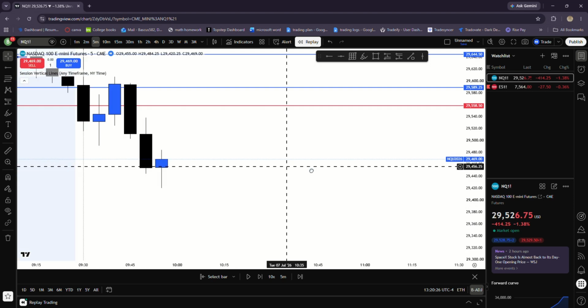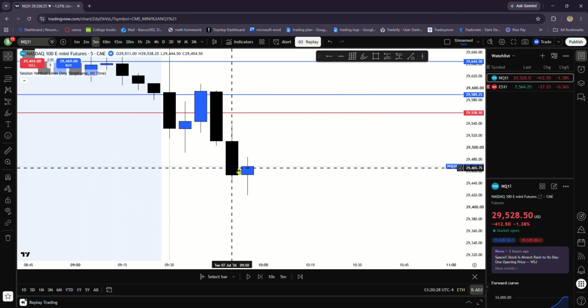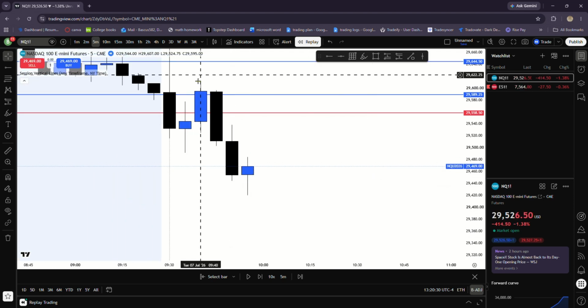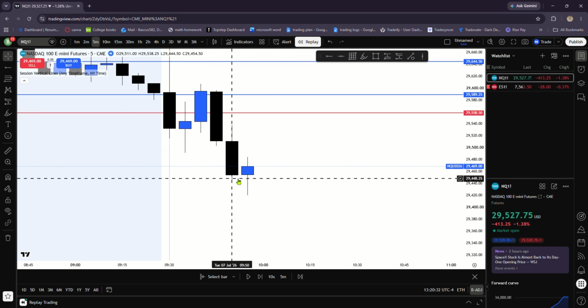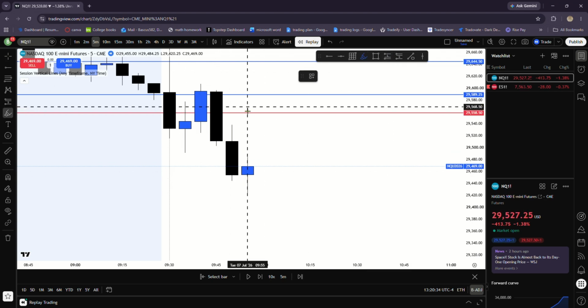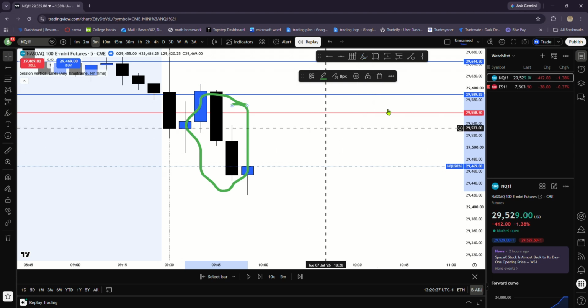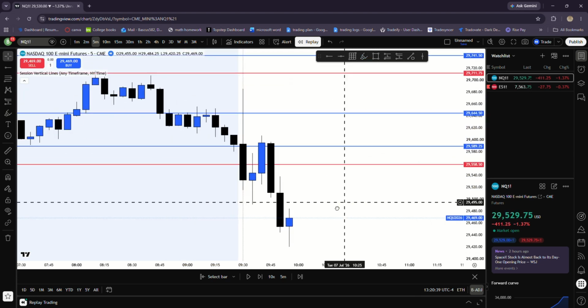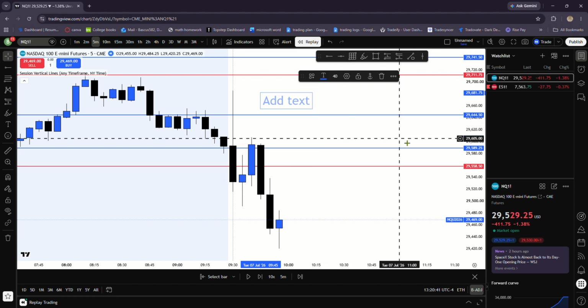So, by the time 9:50, we get this early reversal right over here. Then we have a move back down. I like to call this the setup. The move back down after the early reversal, I like to call the setup, right? So let's type that out here. The move after the early reversal is called the setup.